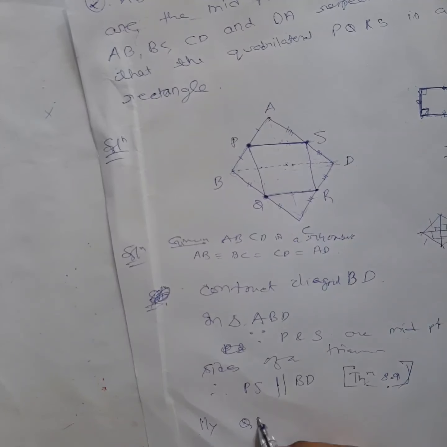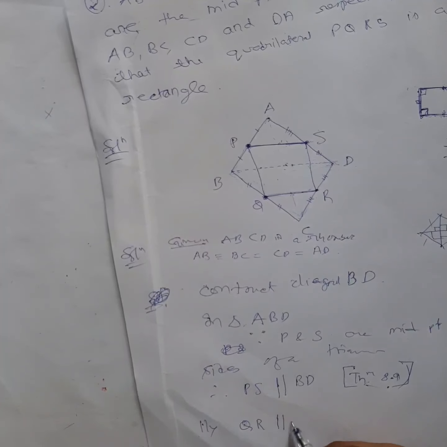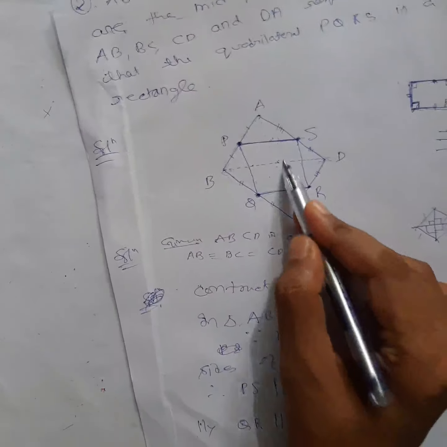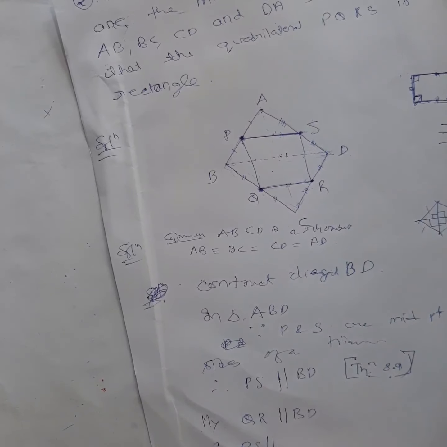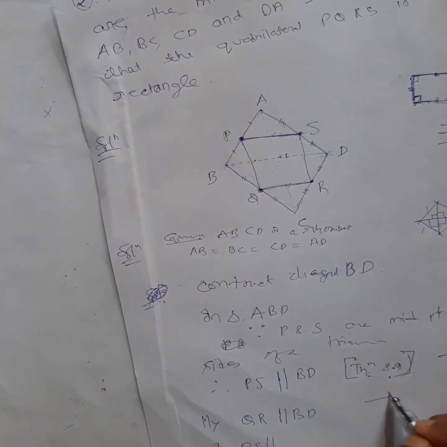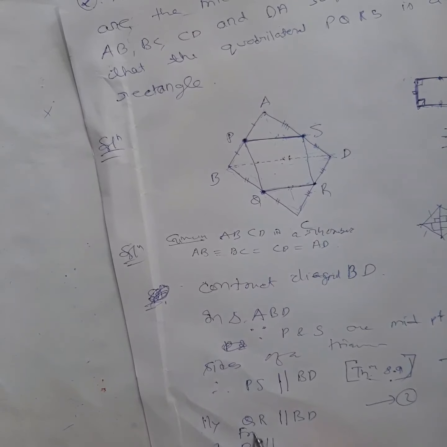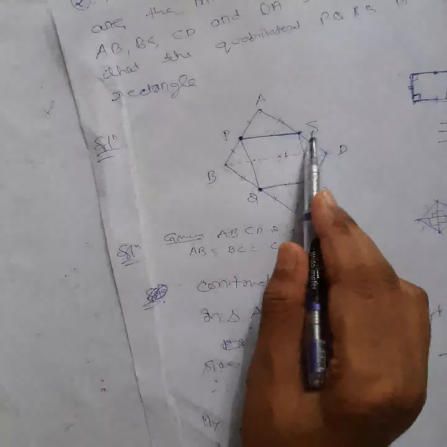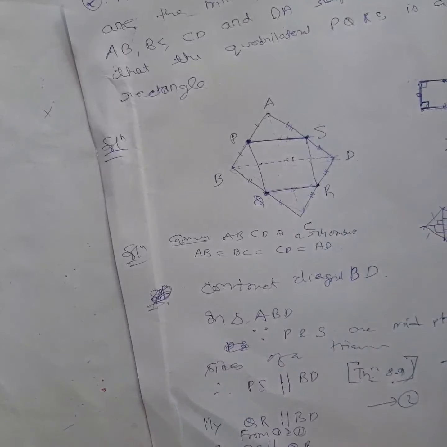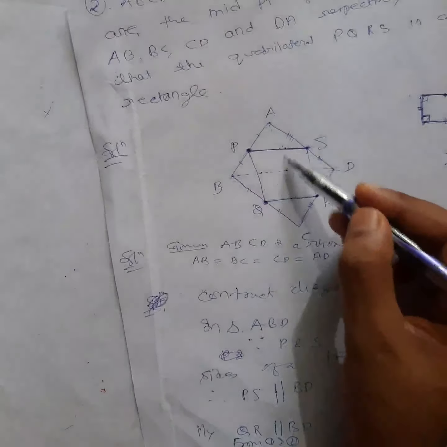Similarly, QR parallel to BD. You don't have to prove these things again, you don't have to mention. Similarly you can write. So therefore PS parallel to BD, you can mark this one as 1, this one as 2. So from 1 and 2, can I write PS parallel to QR? Done. So the first part is done.